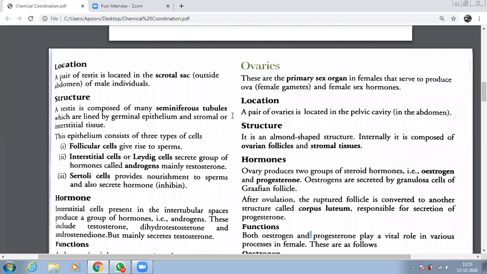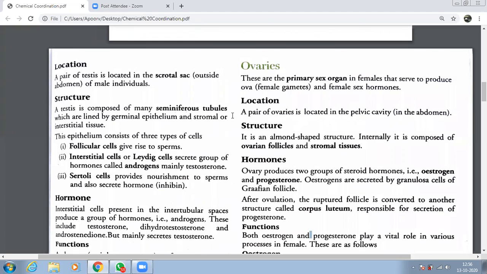Let's come to structure. This is an almond-shaped structure. Internally, it is composed of ovarian follicles and stromal tissues. Keep comparing in mind the differences. Here it is made up of ovarian follicles and stromal tissues.